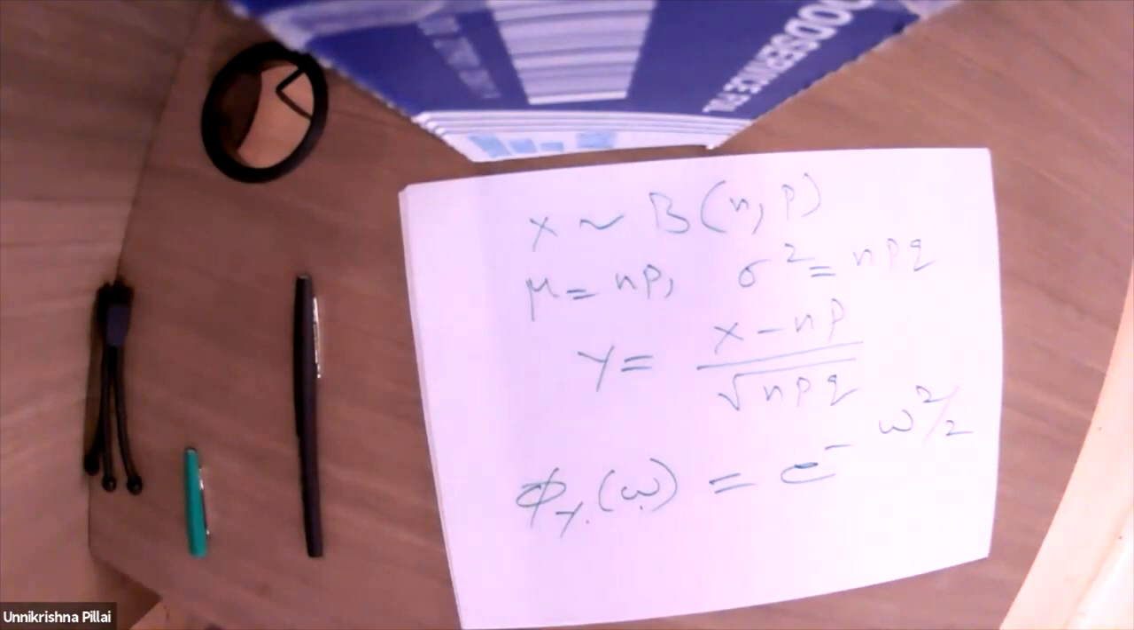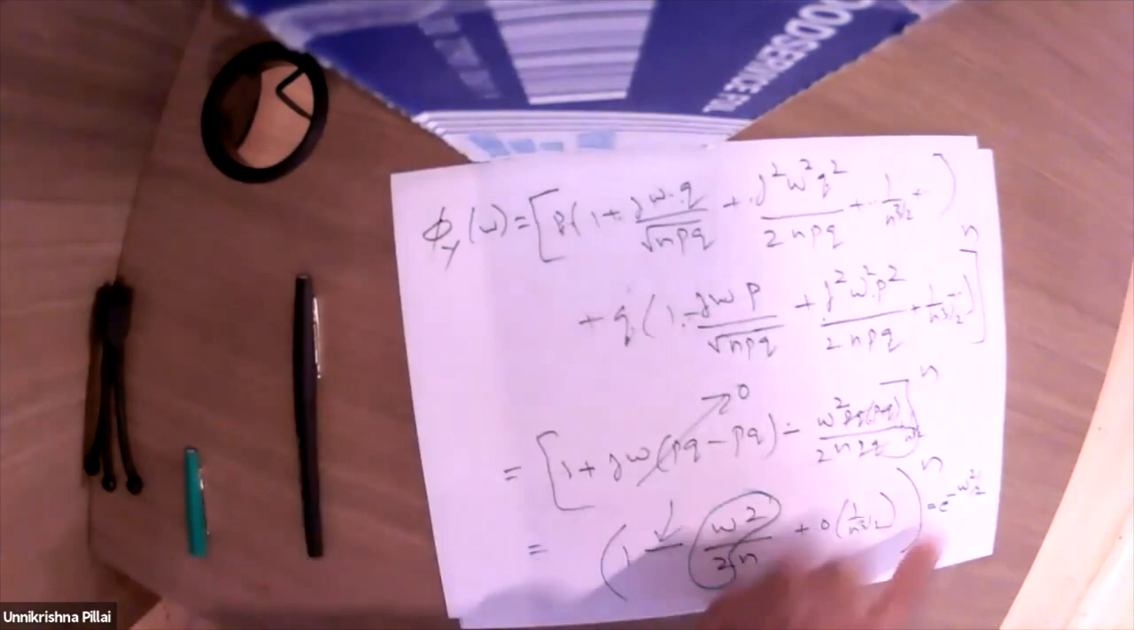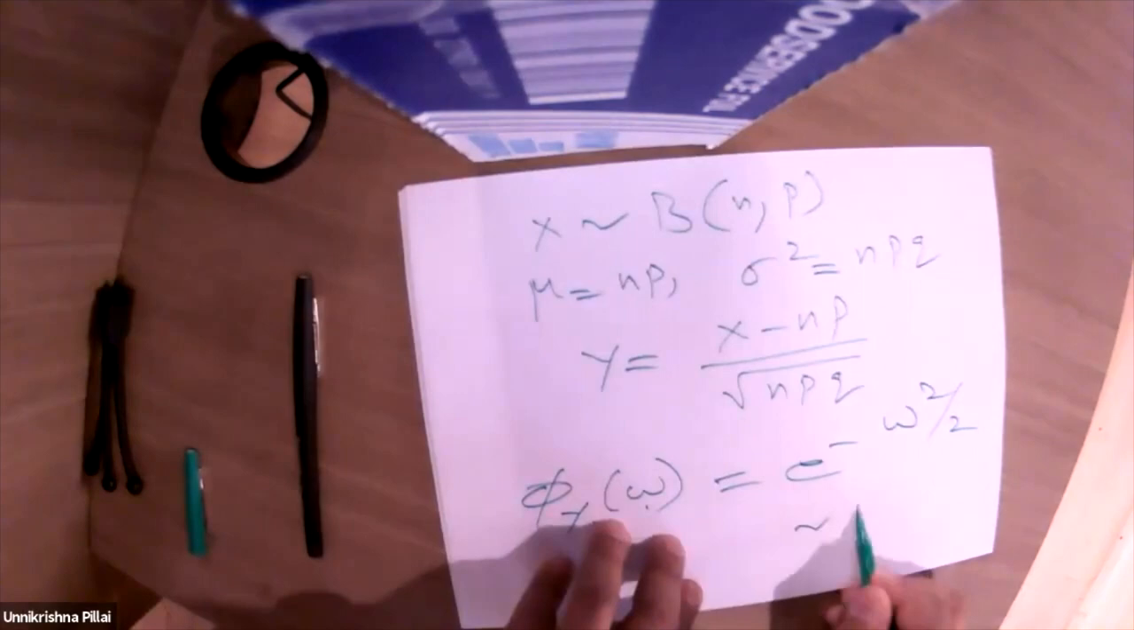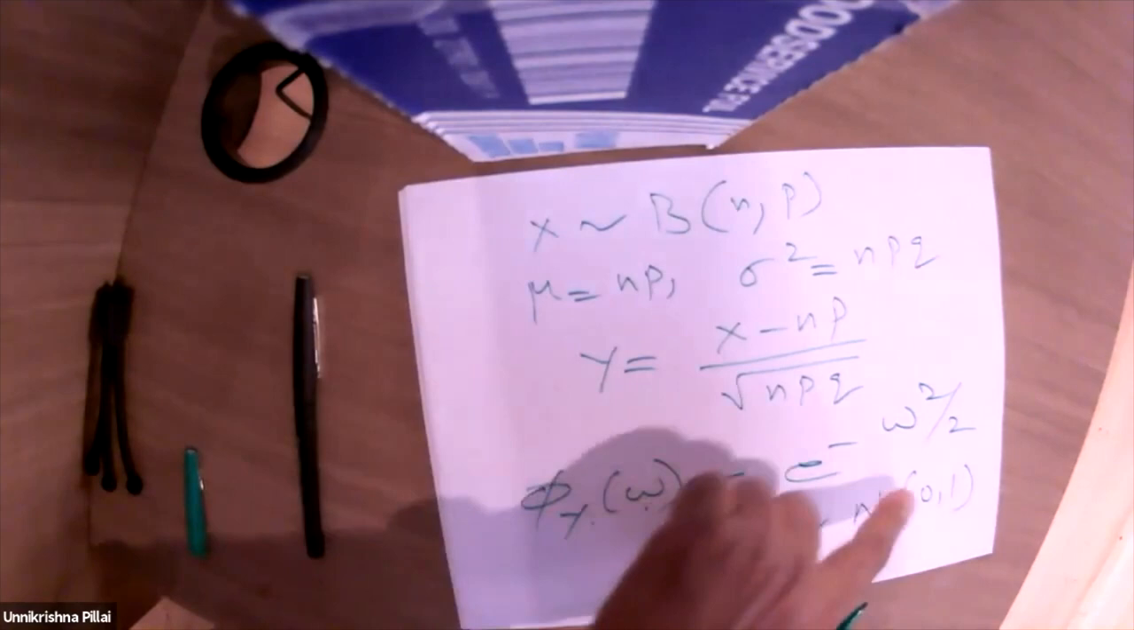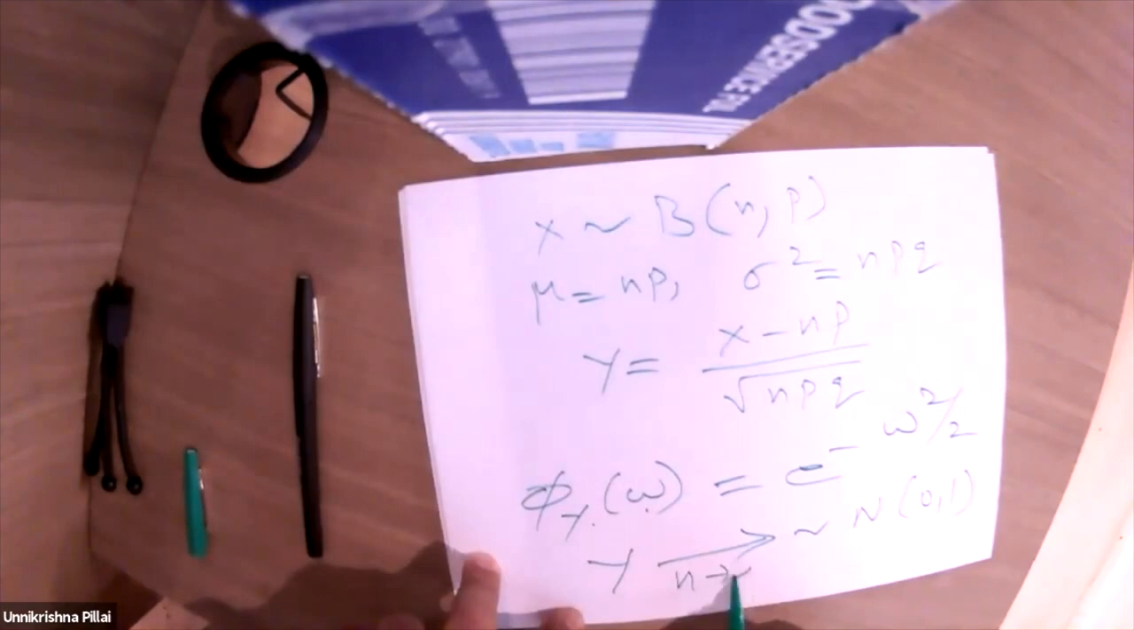That's the result on the previous page. After all this manipulation, you get this. But remember, a few pages back, this is the normal Gaussian, standard Gaussian. So what we have proved is Y is Gaussian. Y tends to be Gaussian. Remember, n needs to go to infinity.